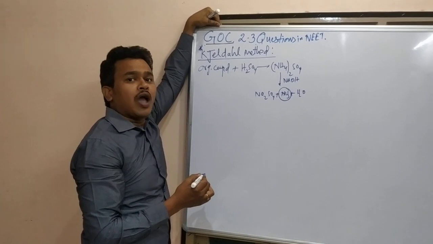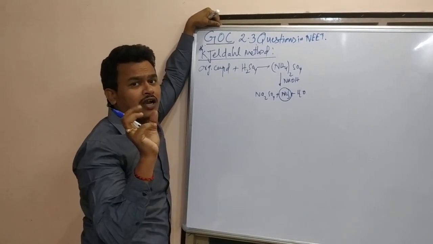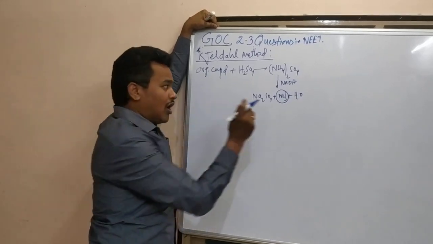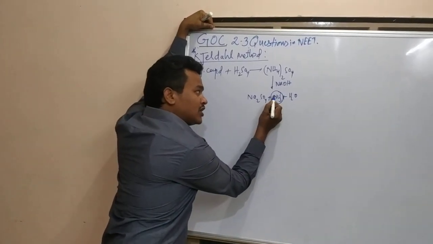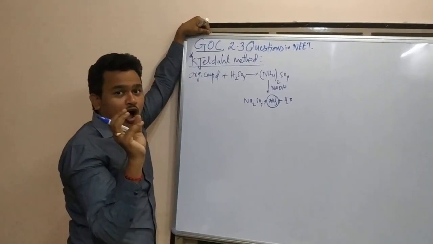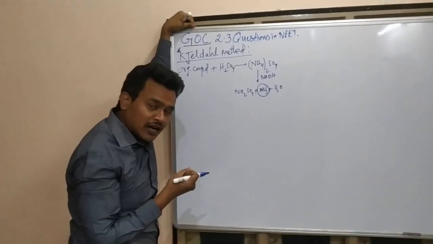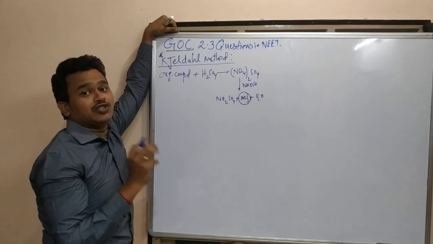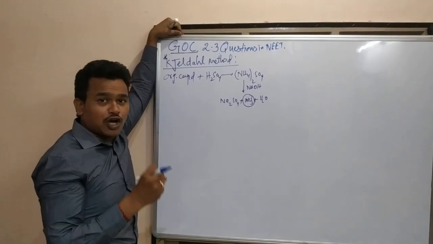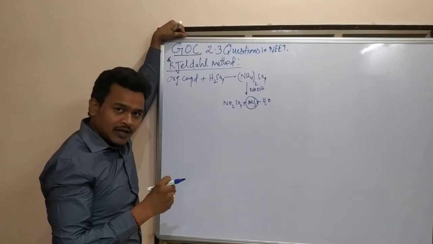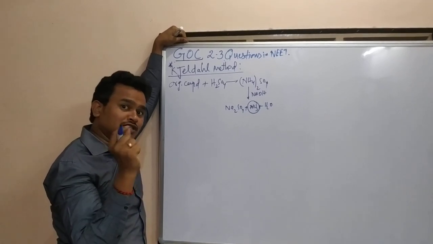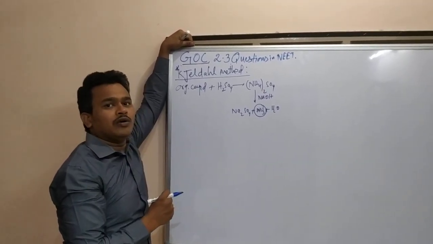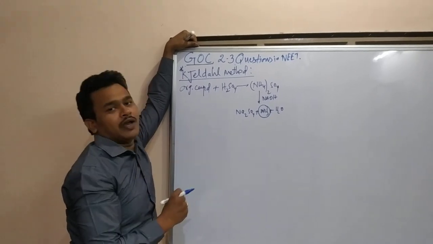How to calculate the released ammonia? If I calculate the released ammonia, since nitrogen is in the ammonia, I can calculate it. How to calculate that amount of ammonia? By using H2SO4. H2SO4 can absorb the ammonia. So based on the H2SO4 used, we are going to calculate the amount of ammonia.